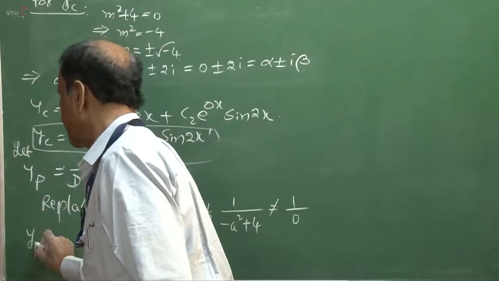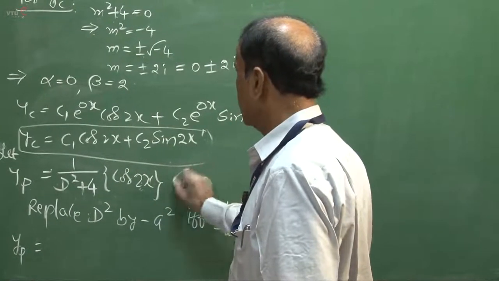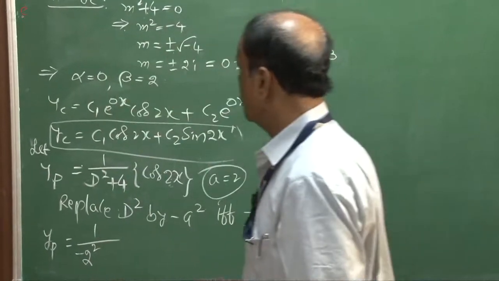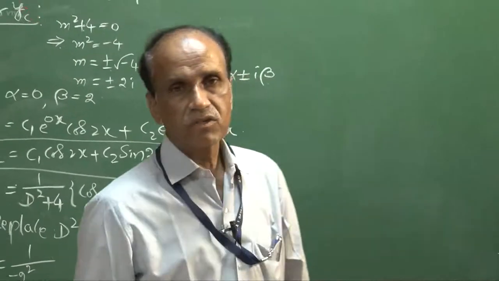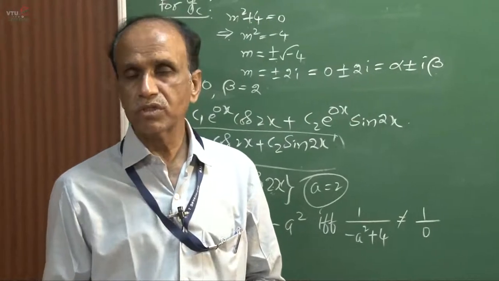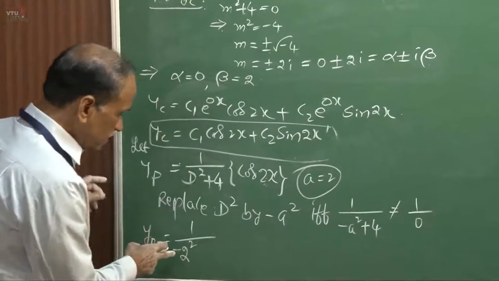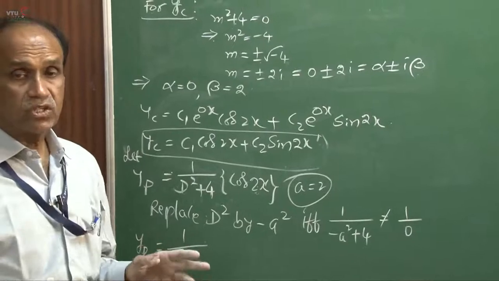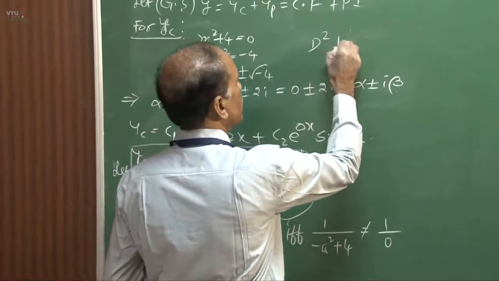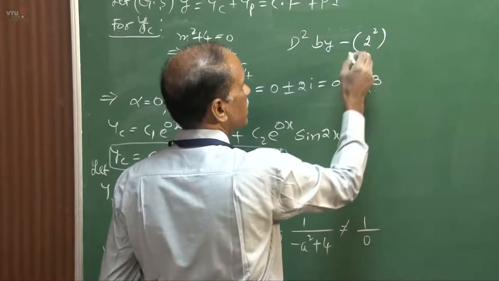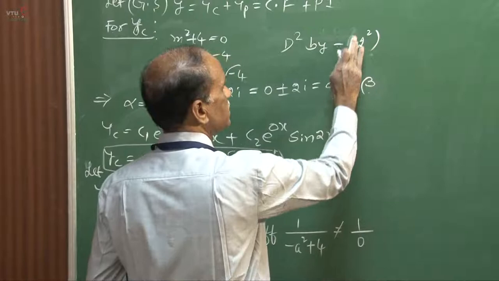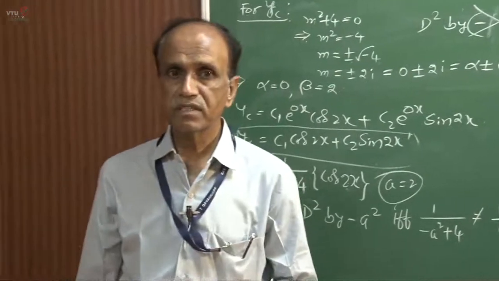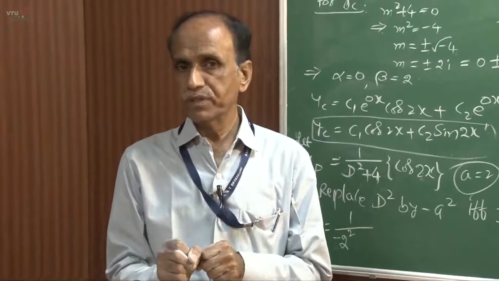Here yp equals, with a equal to 2, 1 divided by minus 2 square. I give you a very important caution: don't write this as replacement of D square by minus 2 whole square. It is not whole square. It is D square replaced by minus of 2 square, that's why I am writing it in brackets. So do not write this as minus 2 whole square. This is wrong. Don't write like that, because we have seen such mistakes happen, and that should not happen.